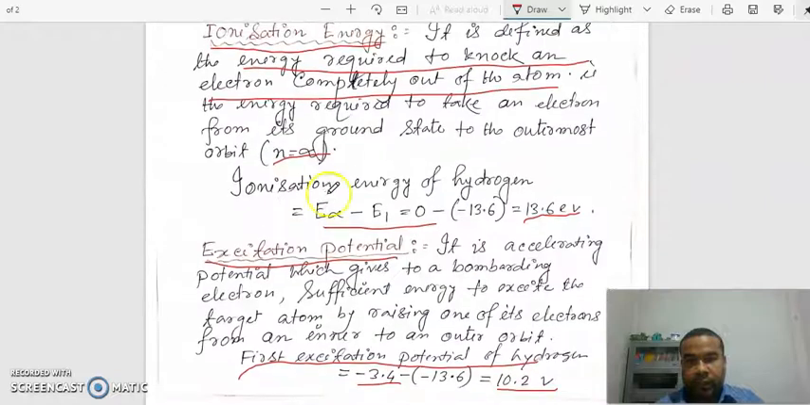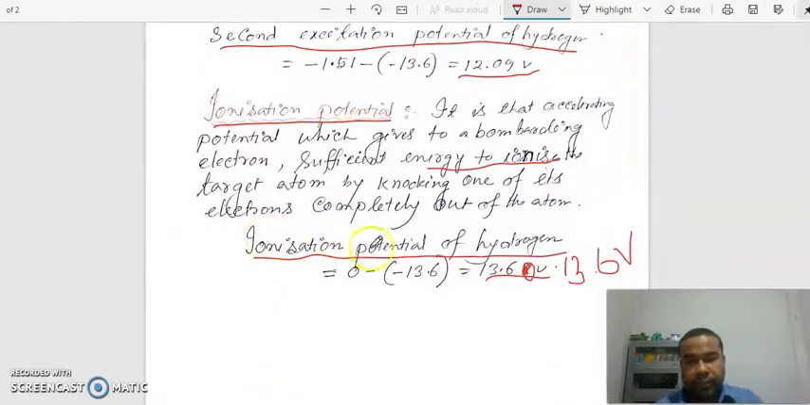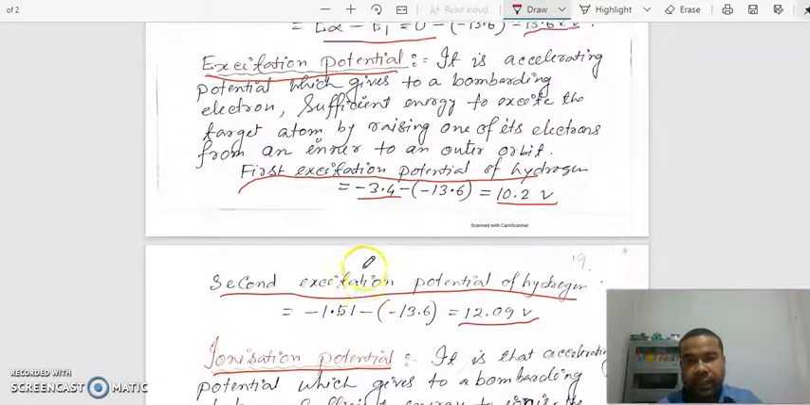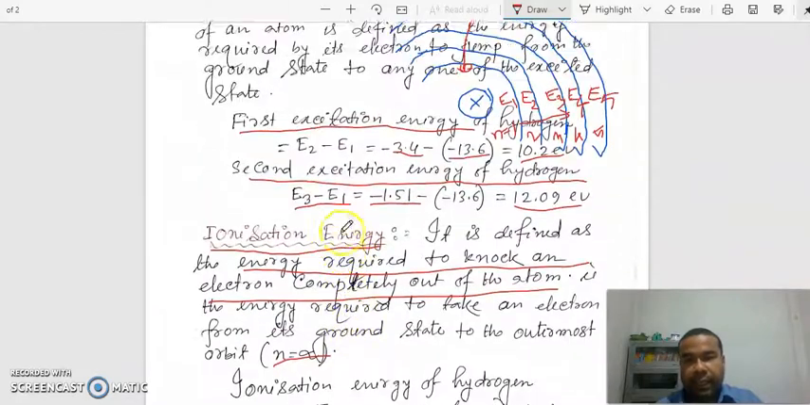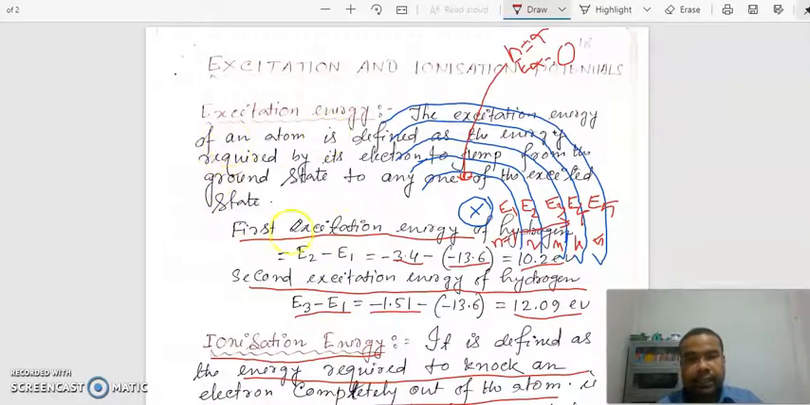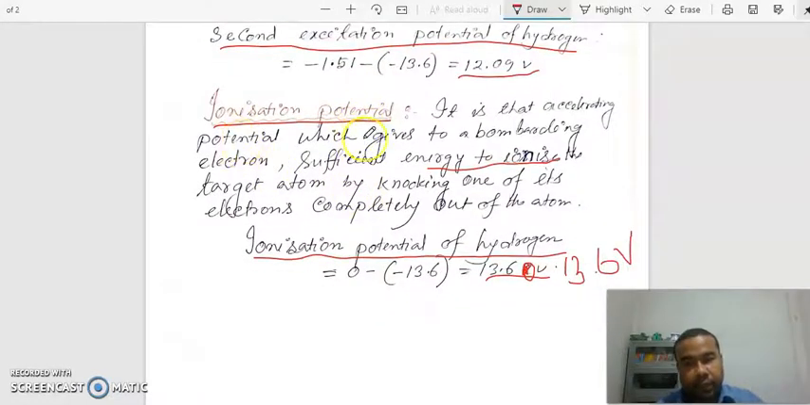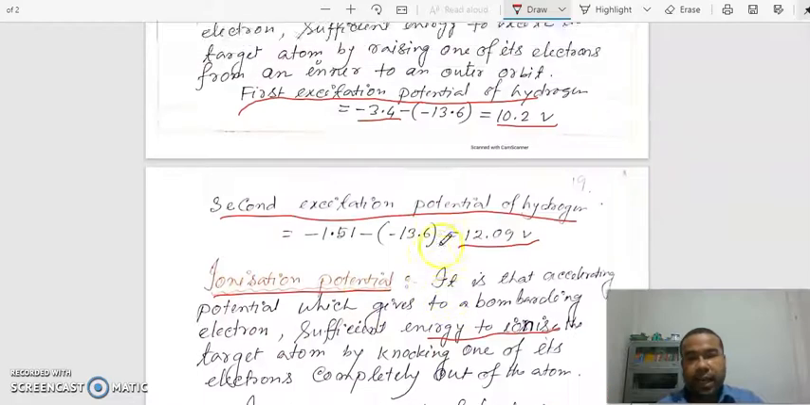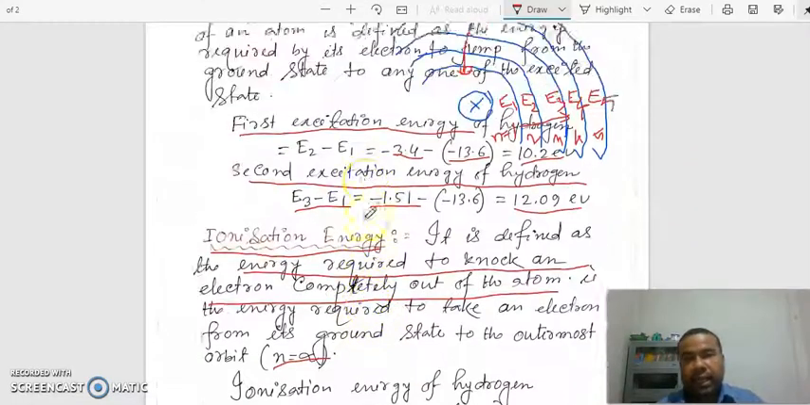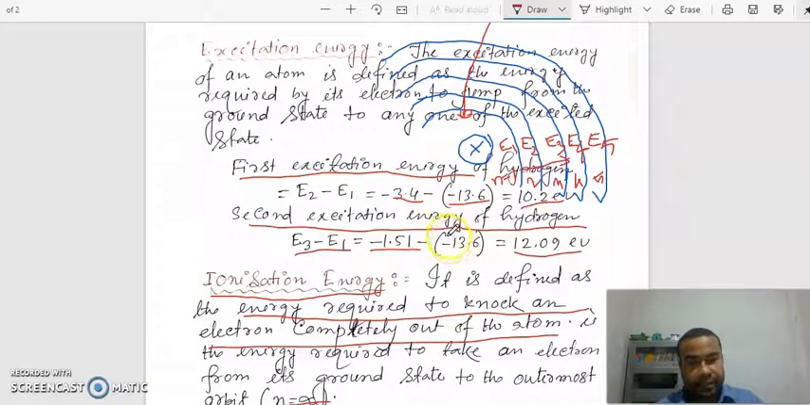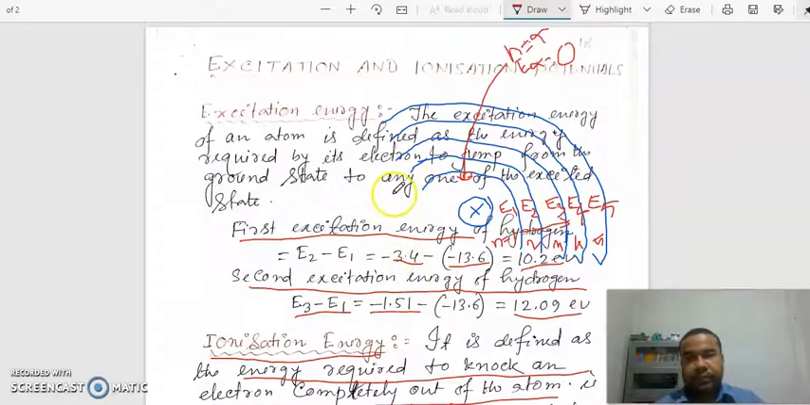So ionization potential is a fixed value, 13.6 for hydrogen, but excitation potential and excitation energy are different. Ionization energy is a fixed value, but it varies from element to element. Different elements have different values of ionization energy. In the same way, different elements have different ionization potentials, but each is a fixed value. The excitation potential and excitation energy values vary; they are not fixed values. Thank you.